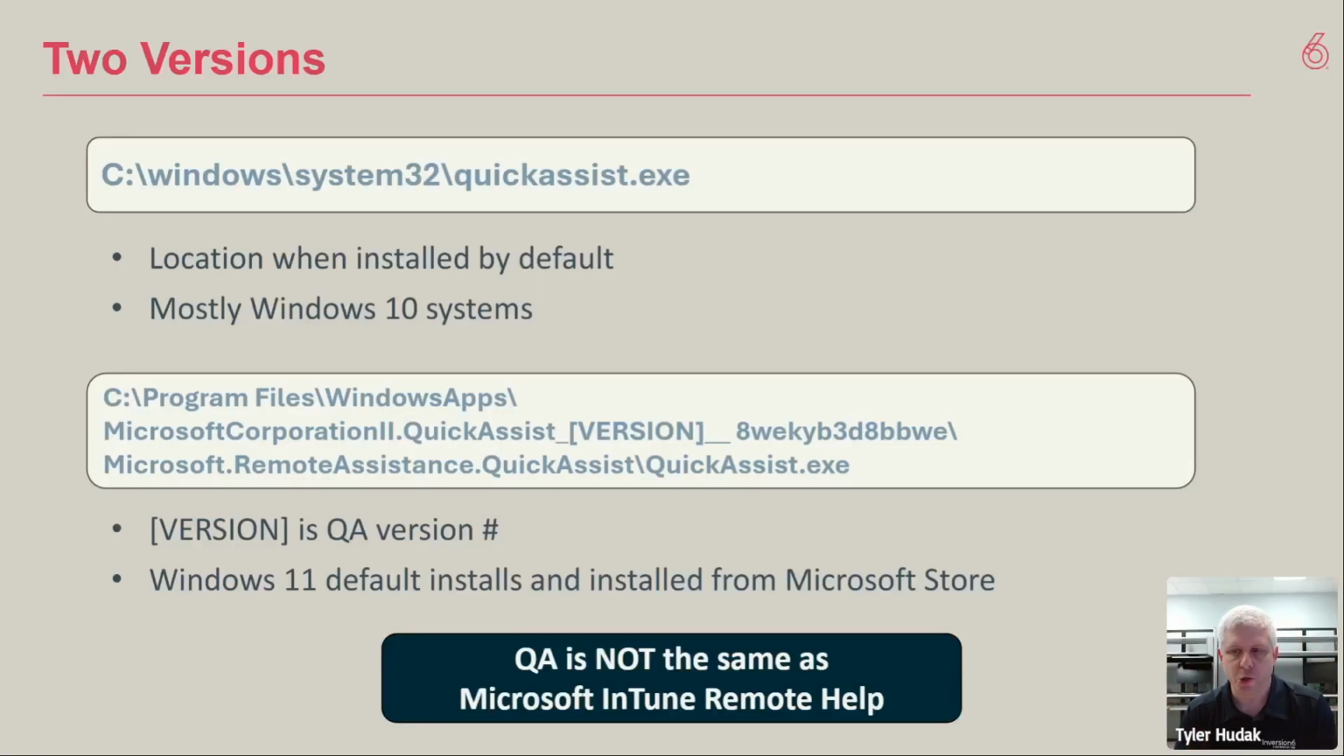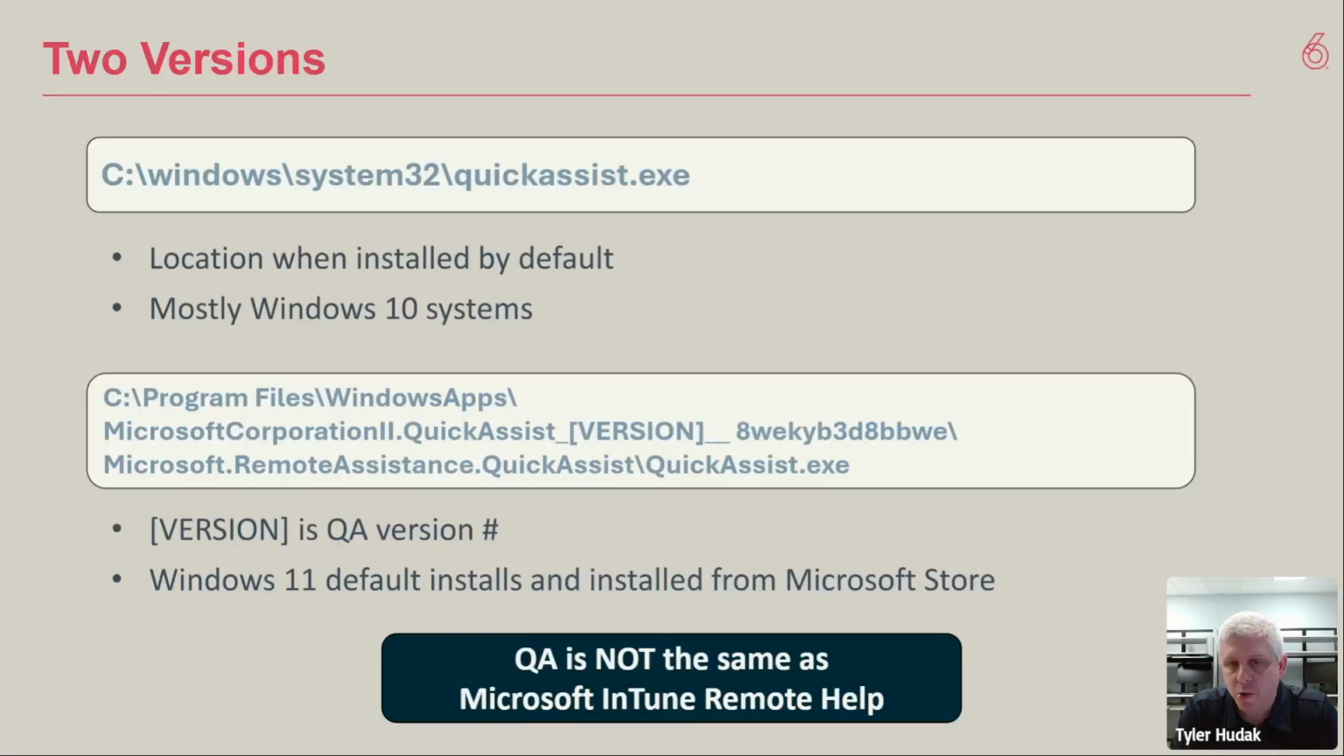Two other things to note here. The System 32 version, if you had a choice between the two, you don't want the System 32 version. As we will see moving forward, it has much less logging than the Windows app version. Also, Quick Assist is not the same as Microsoft Intune Remote Help.